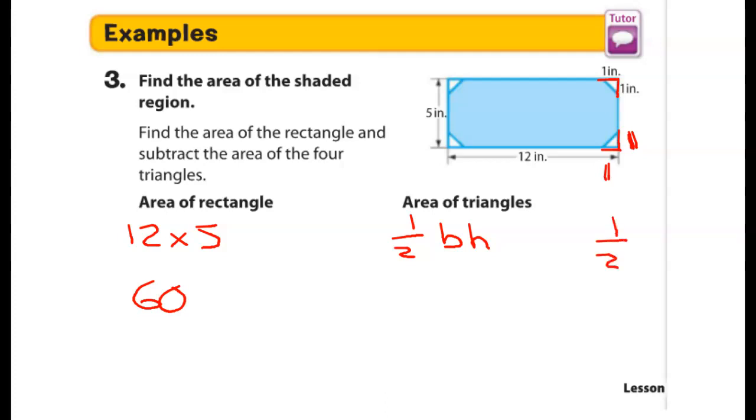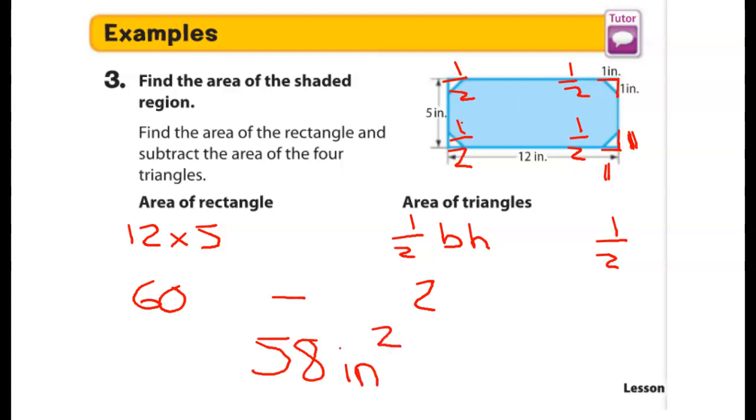So that means you have a half over here, and you have half here, and you have half here, and you have half here. So if you add all those together, you're going to get 2. So the area of the triangles is going to be 2. So I'm going to have to do 60 minus 2, so that's going to give me 58. It's going to be inches. We're dealing with area, so make sure you square that answer.